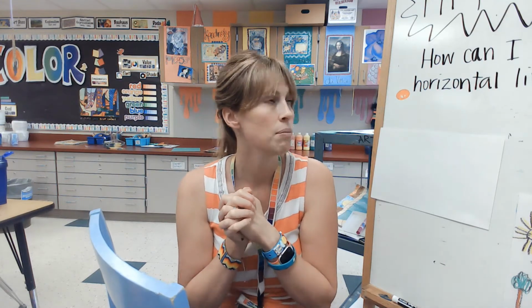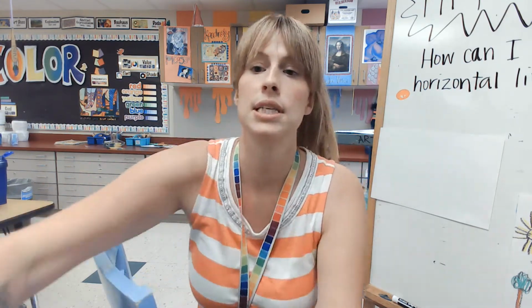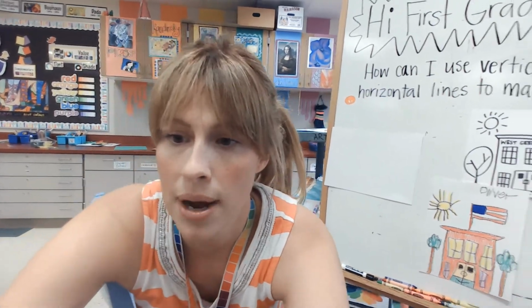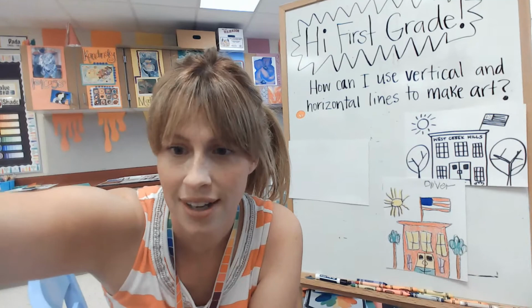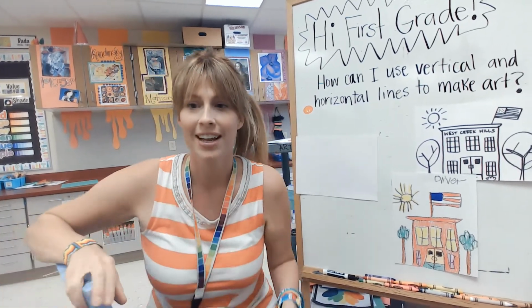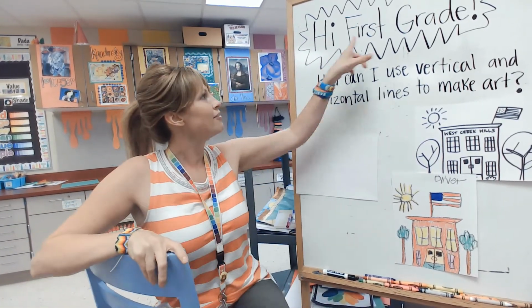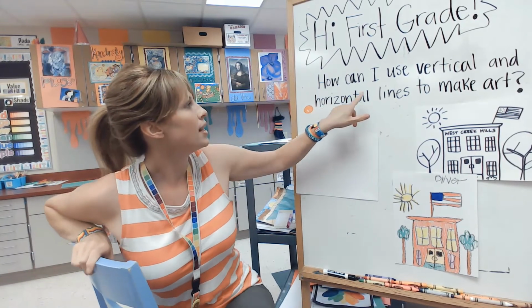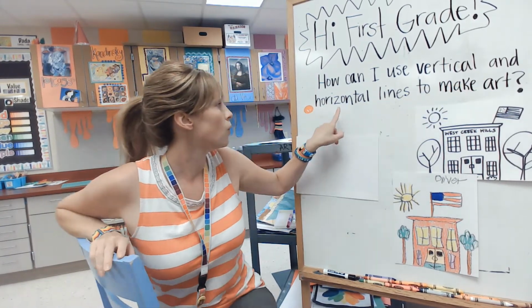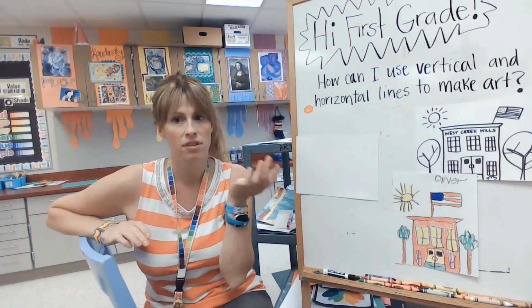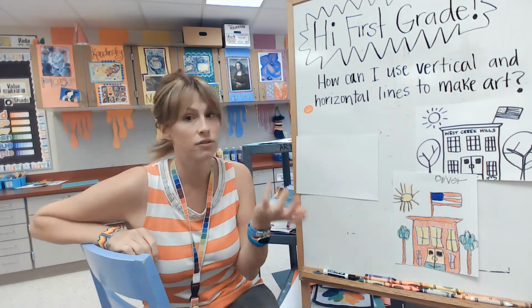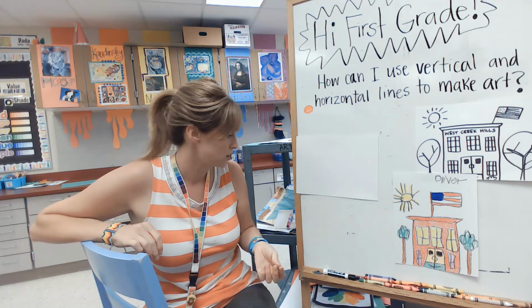So let me push this camera back so you can see my board here. Oh, I'm used to saying screen now that I'm a virtual teacher, huh? Okay, let's see. Cool. All right, I think we can see it. So it says, hi first grade, how can I use vertical and horizontal lines to make art? So now we have to think about what is a vertical line and what is a horizontal line.